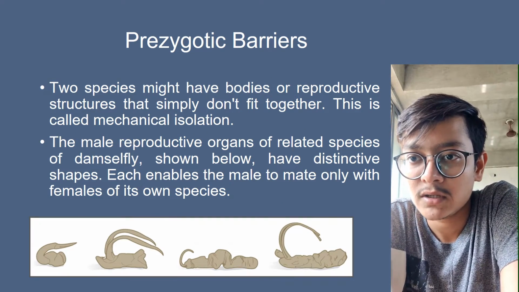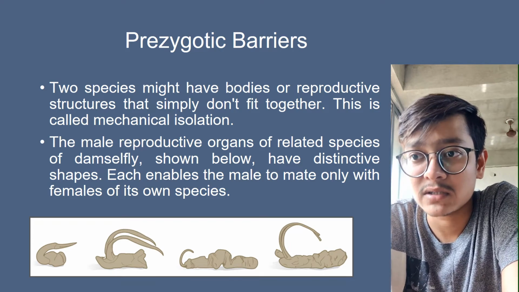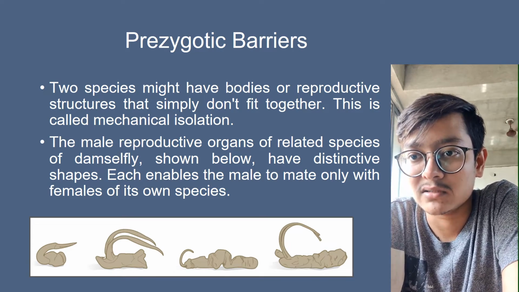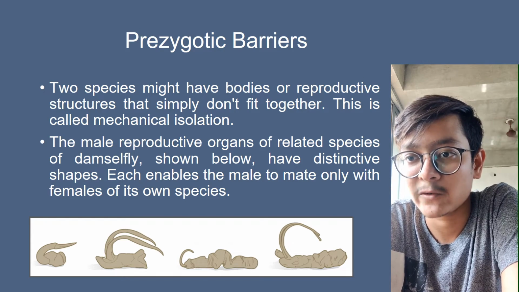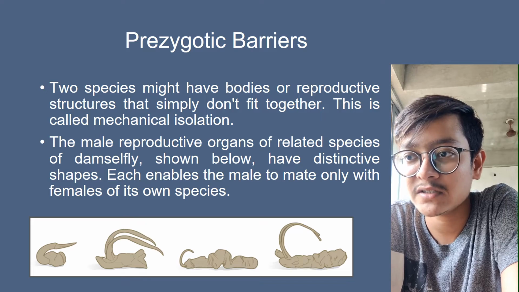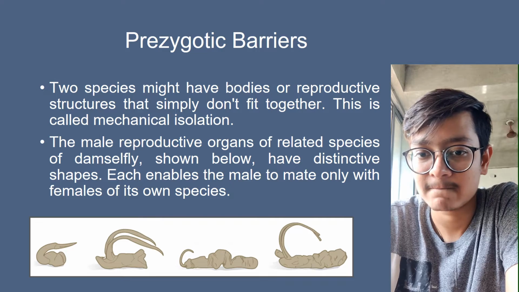Fifth scenario, two species might have bodies or reproductive structures that simply don't fit together. This is called mechanical isolation. For example, the male reproductive organs of each species of damselfly shown below have a distinctive shape. Each enables the male to mate only with the female of its own species.